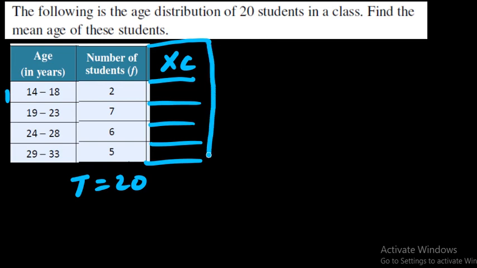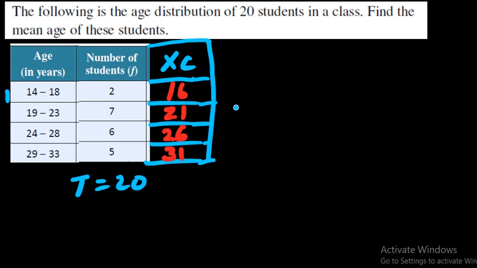Okay, therefore the first class mark, the first class midpoint, will be 14 plus 18 divided by 2, which will be 16. When you add them, it will be 32. And then 19 plus 23, 42 divided by 2, 21. And the next class will be just 26, then 31. These are the class marks for each class.